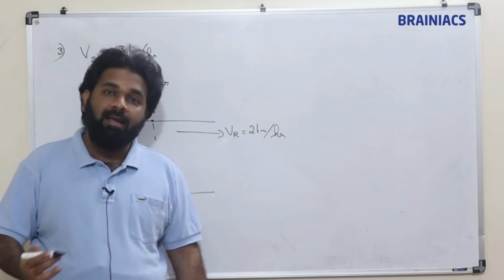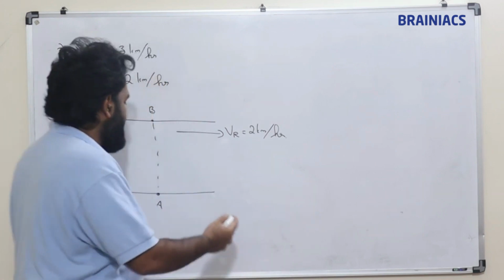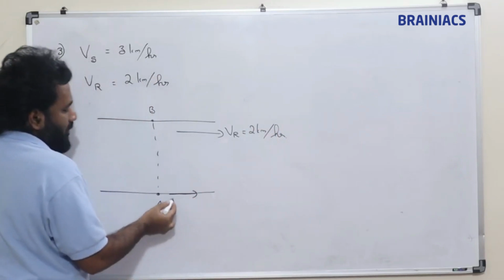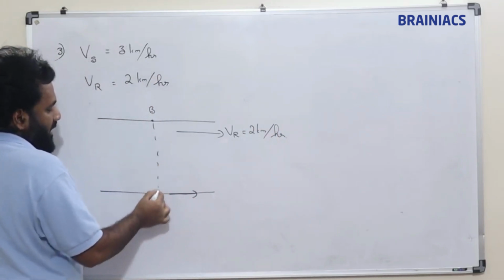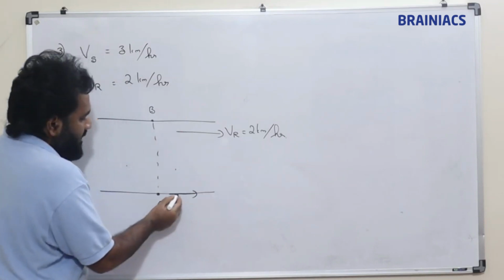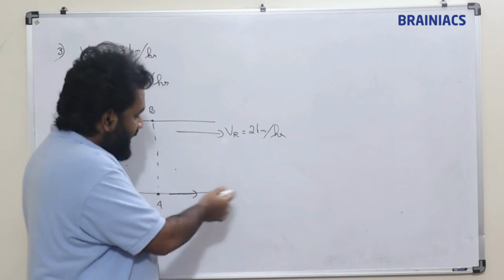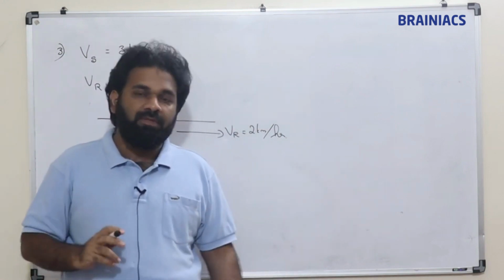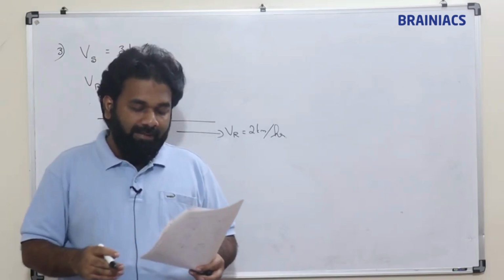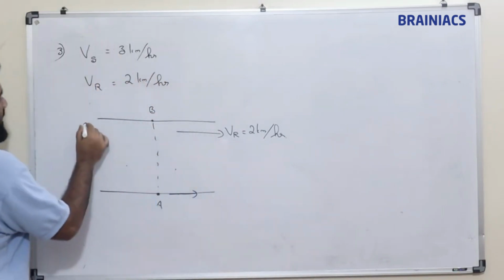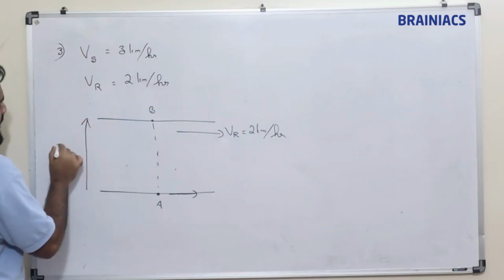Suppose this is the river flow direction. If he is moving in this direction or this direction or this direction, whatever it may be, what is the angle theta with respect to the river flow? That is one question. Another question is to find the time to cross the river. They have given that the river is 500 meters wide.